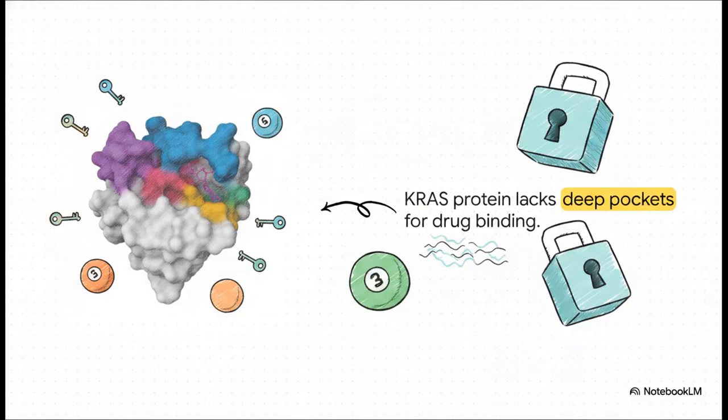You see, traditional small molecule drugs were kind of like keys fitting into a lock. They need deep, well-defined pockets on the surface of a protein to bind effectively. But looking at KRAS, it's remarkably smooth. It's almost like a billiard ball. Plus, its affinity for GTP is incredibly high, which basically made it nearly impossible to wedge a drug in there and shut down the machinery.